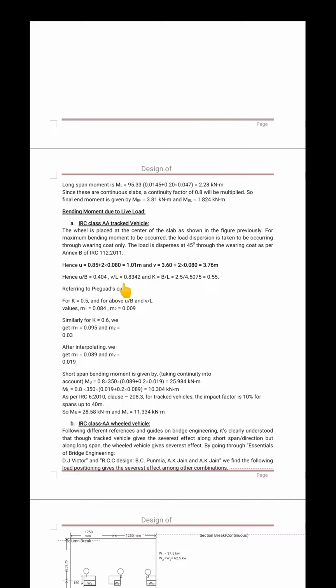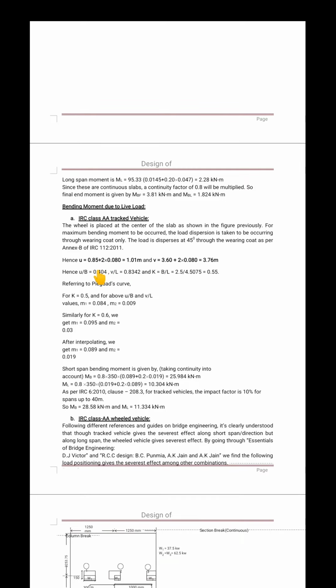Hence U equal to what? 85 into 2 into 0.080. How is it? 85 is the width of the what?